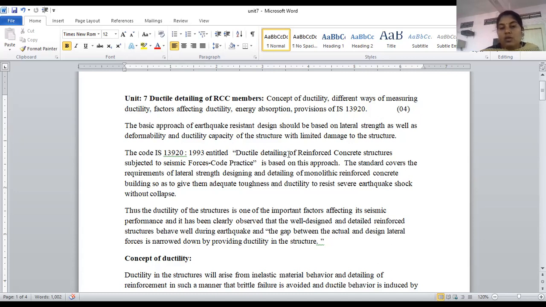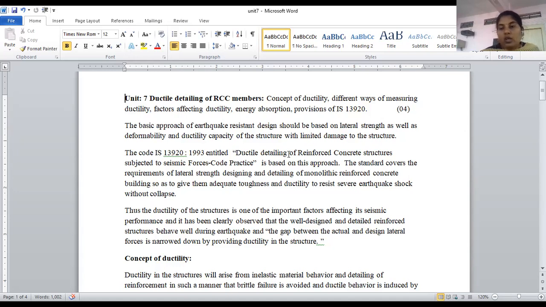And for that purpose, we have to understand what ductility is, and ductility should be provided in each and every RCC member, like columns and beams, with respect to the slab. And how to increase the ductility in the steel reinforcement, all those parameters we should know, and then we can achieve the ductility while constructing any type of building.